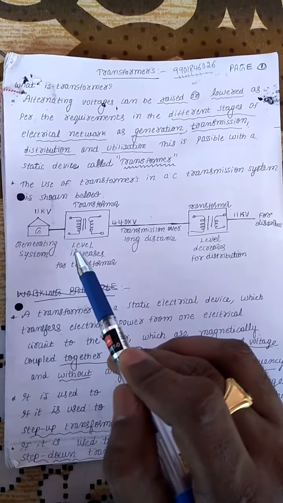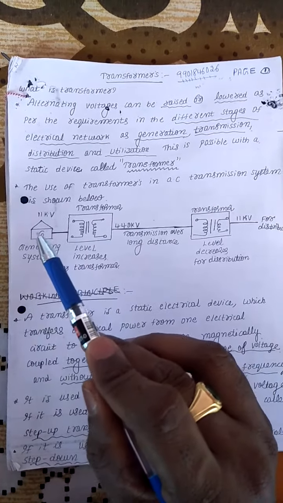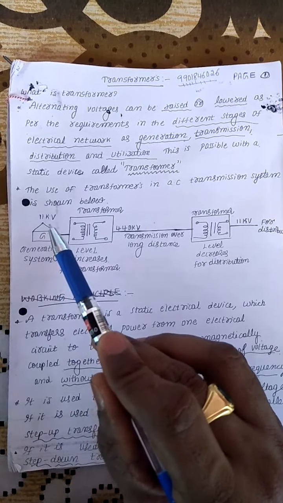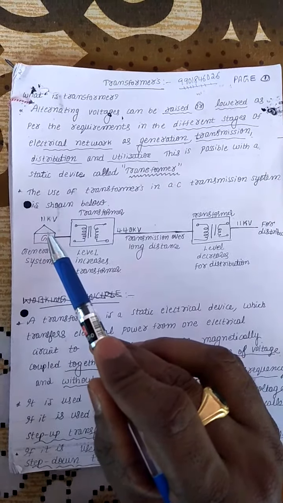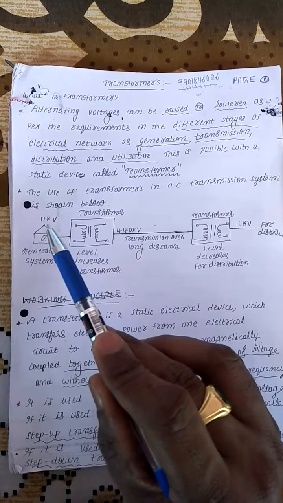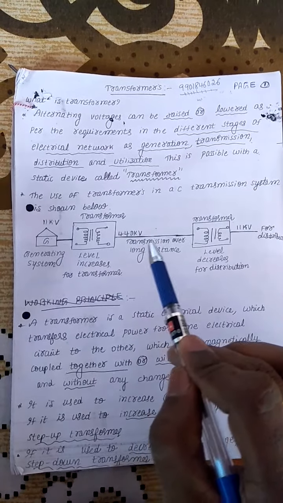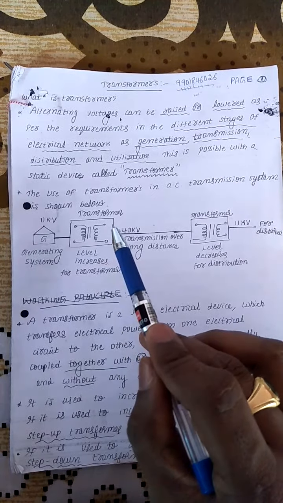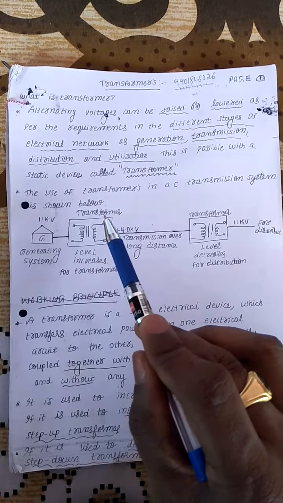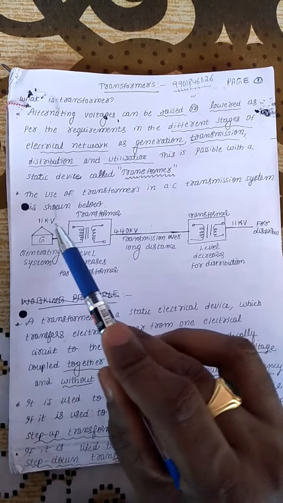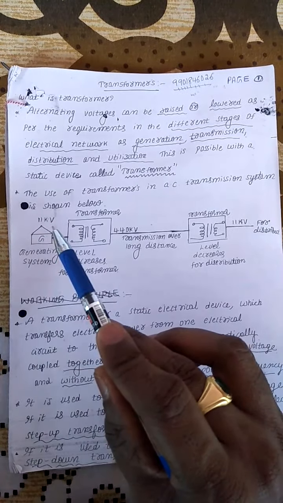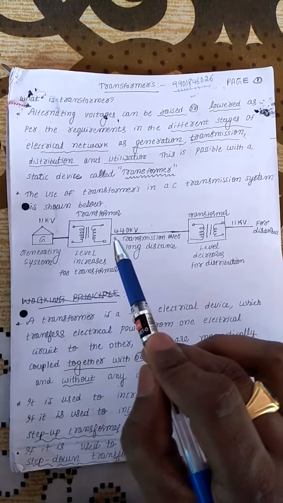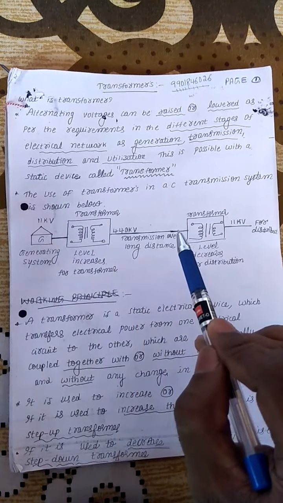In this figure you might observe that G stands for the generating system, which generates an AC voltage of 11 kilovolts. Before transmission of this 11 kilovolts in the transmission line, you have to use a transformer. This transformer will increase the voltage level from 11 kilovolts to 440 kilovolts. Later on it will be transmitted through the transmission channel.